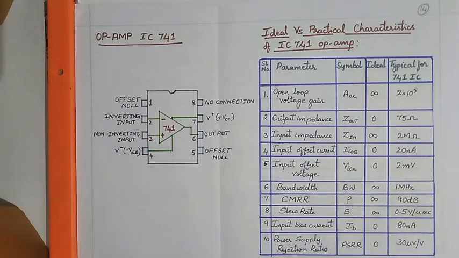Power supply rejection ratio is the ratio of change in the input offset voltage due to the variation in one of the supply voltages, with the other supply voltage being kept constant. So ideally it is 0 and the typical value is 30 microvolt per volt.